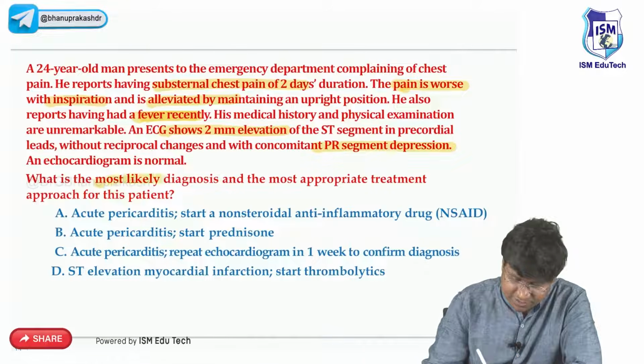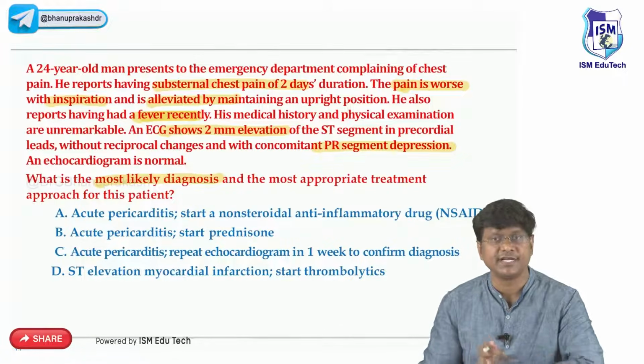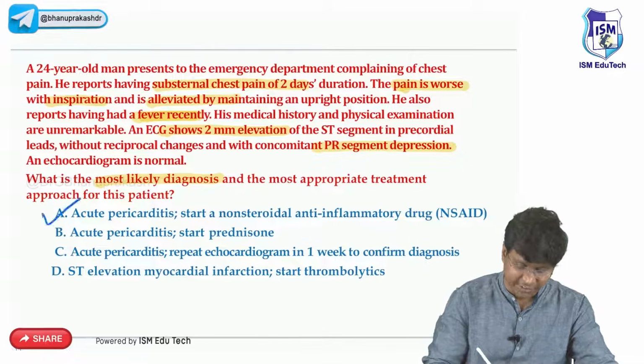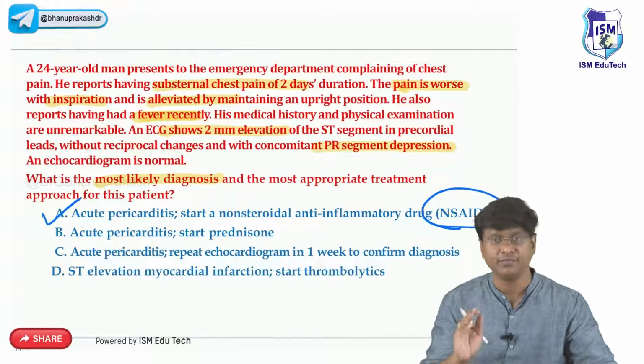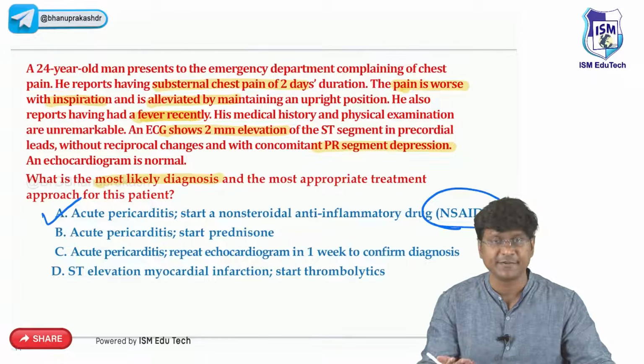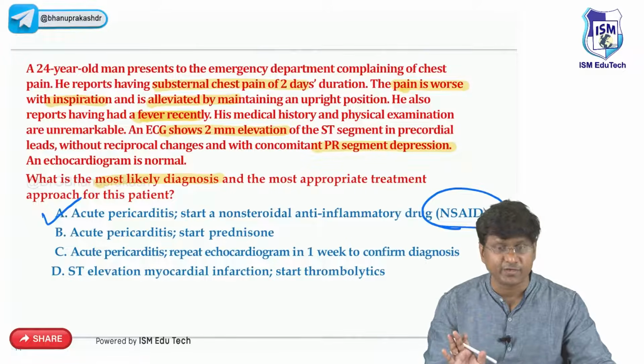What do you think is the most likely diagnosis, right? So these patients have acute pericarditis. In acute pericarditis, what is the drug of choice? That will be NSAIDs. Only if the individual is refractory to NSAIDs do we give corticosteroids, that is prednisolone. And what is the most common cause for acute pericarditis? It is secondary to viral infection.